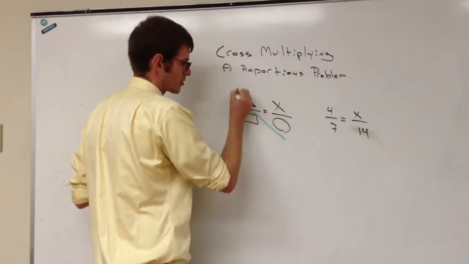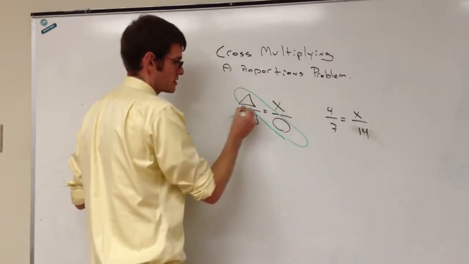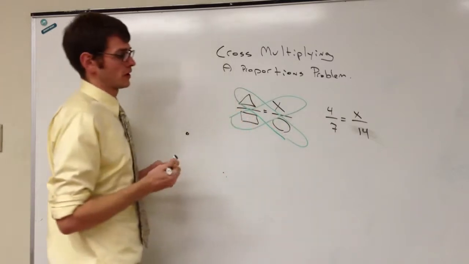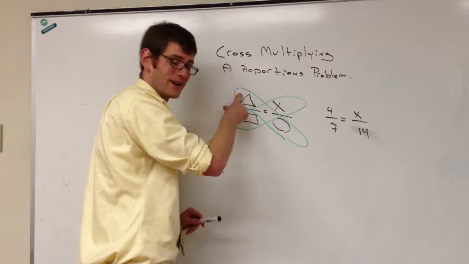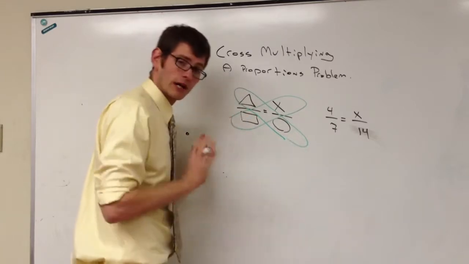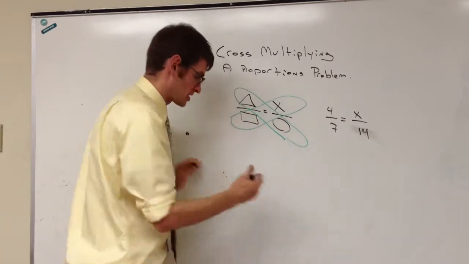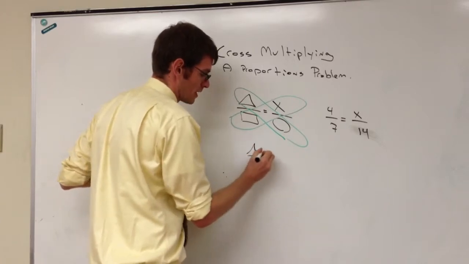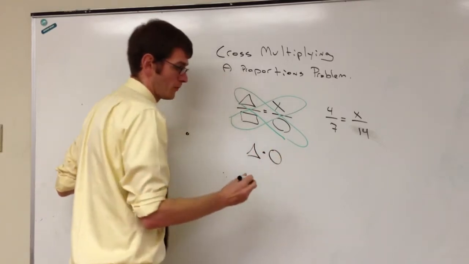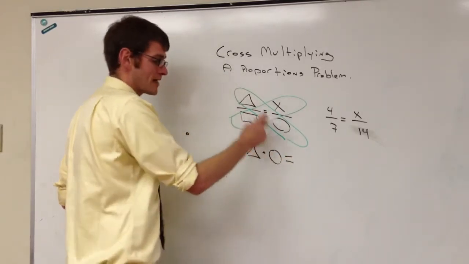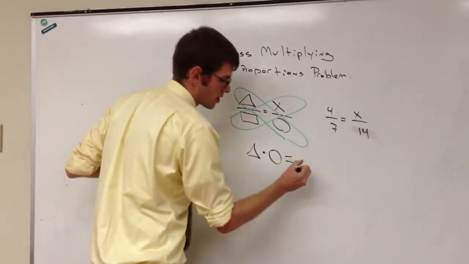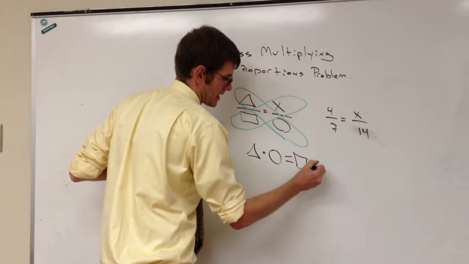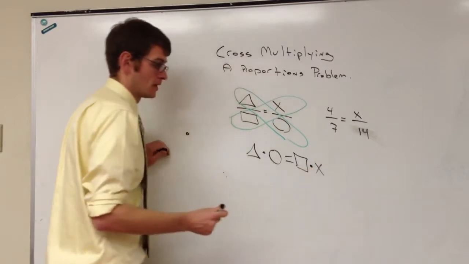So when we think about cross multiplication, let's think about these two circle-y things that I just drew. We want to do triangle times circle and write that down. Exactly what I just said. Triangle times circle equals, you write down the equal sign, and then rectangle times x, rectangle times x.